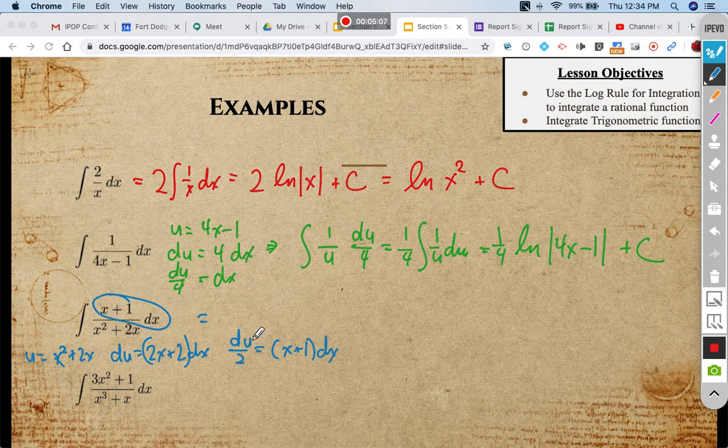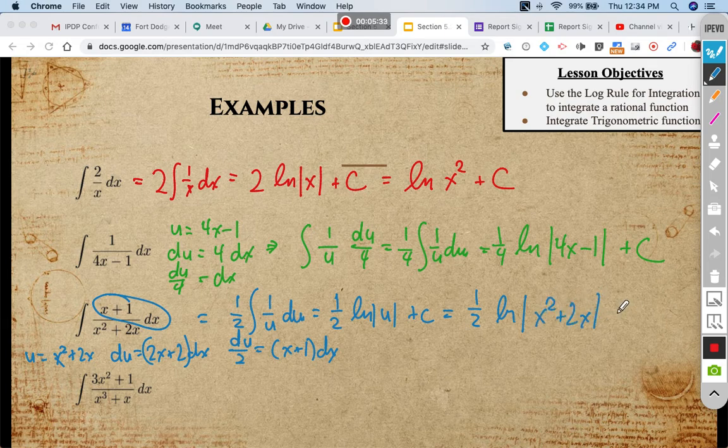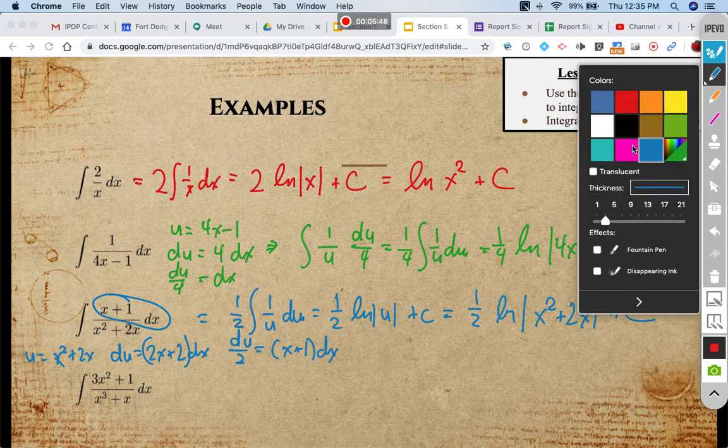So I can again say, well, I've got that constant of 1/2. I'll take that out. That's 1/2 the integral of 1 over u du, which is 1/2 the natural log of u plus c. I'll put that step in there. So that's going to be 1/2 the natural log of x squared plus 2x plus c. Now in this case, I'm not going to take this in because, yeah, taking the square root, that doesn't help anybody, right? Okay, maybe it does. Who can say?